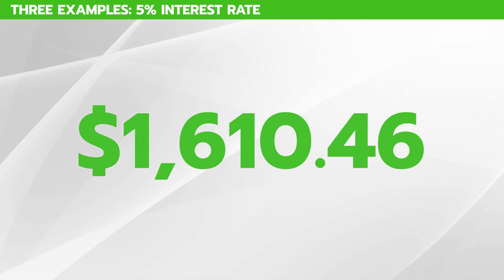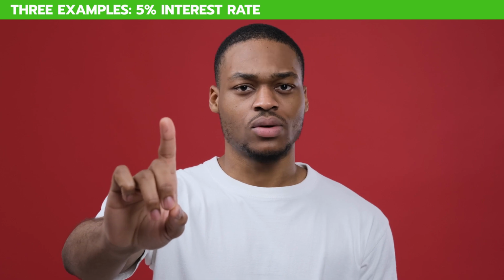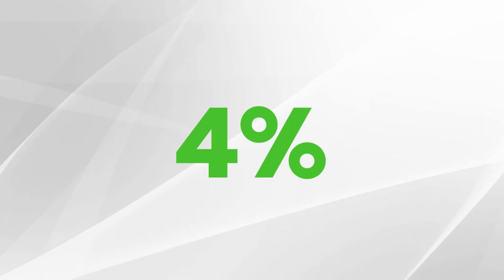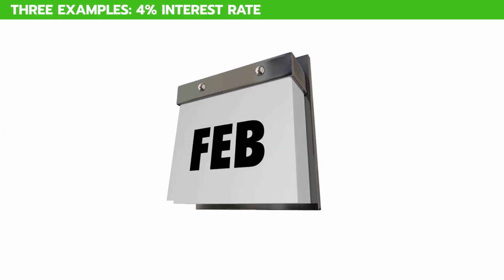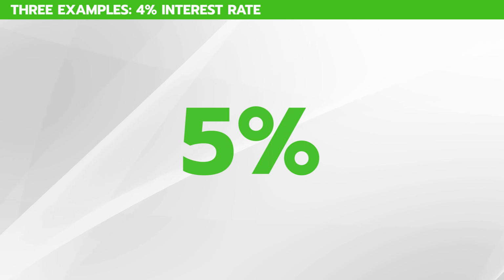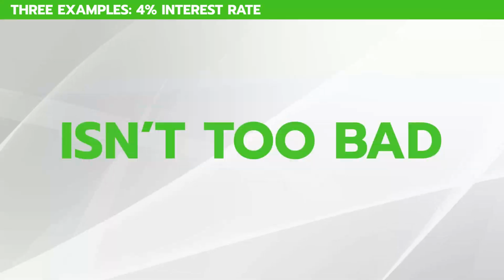Now, this is just a matter of the principal and the interest. It doesn't cover taxes, insurance, and other things. So here's what I find when I look at interest of 4%. The monthly payment drops to $143, which isn't too bad. With an interest rate of 5%, would that be less than $178 a month? You are paying almost $200, which isn't too bad.